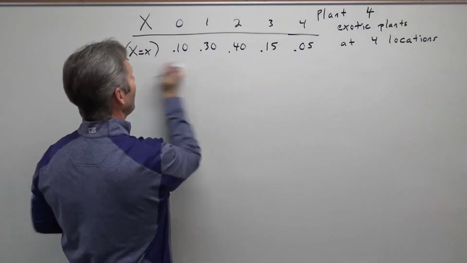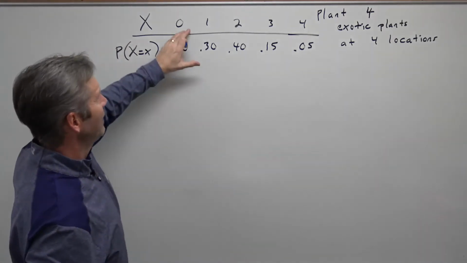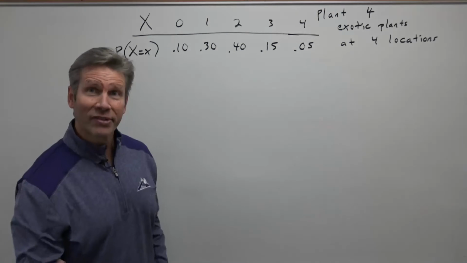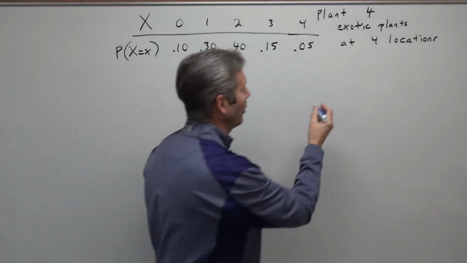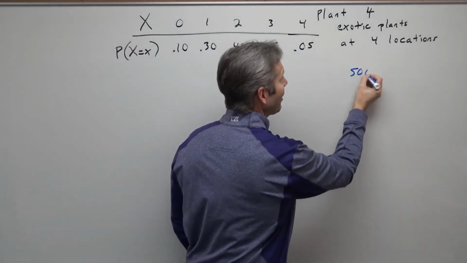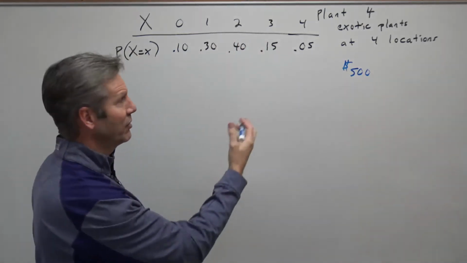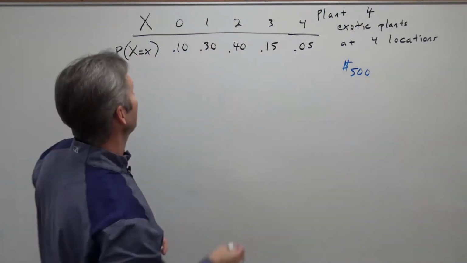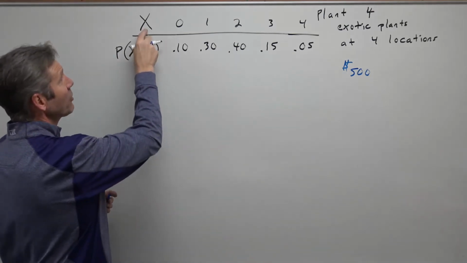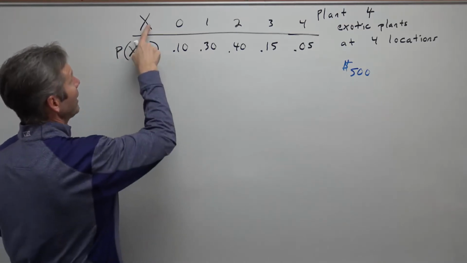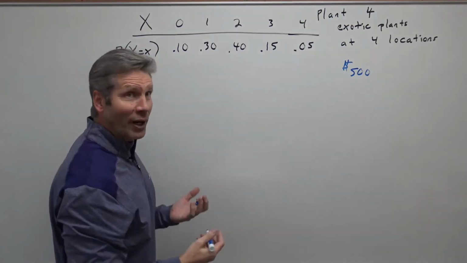So that's how random variables operate. They take on numerical values. But sometimes it's number of successes, sometimes it's something else. Let's suppose that we're going to pay $500 for every exotic plant that thrives, that survives and makes it. So now we could state that instead of the random variable being the number of successes, the random variable is now how much money you're going to make.